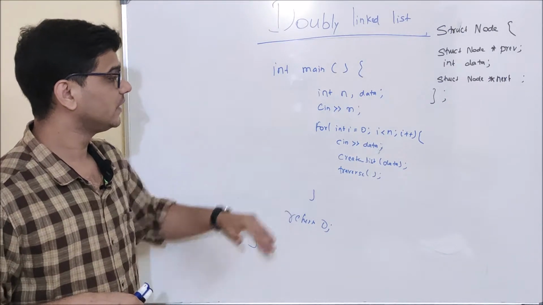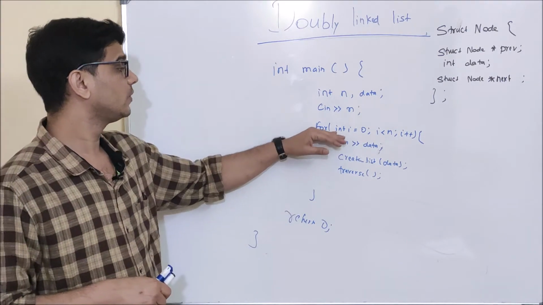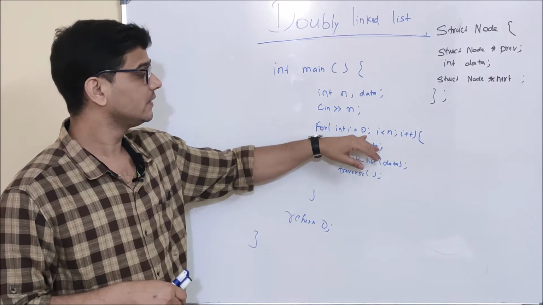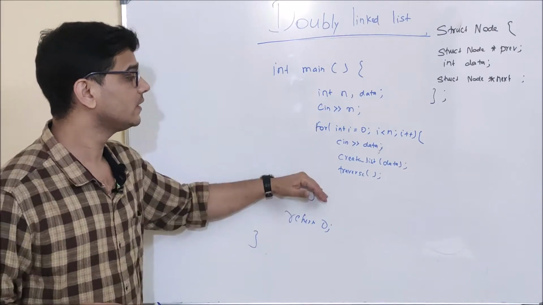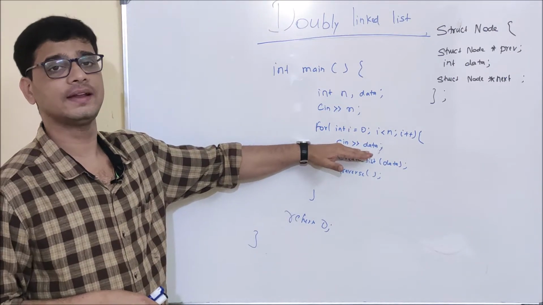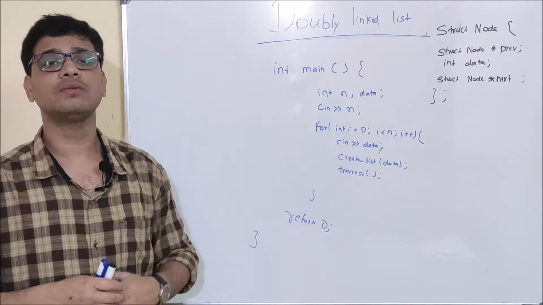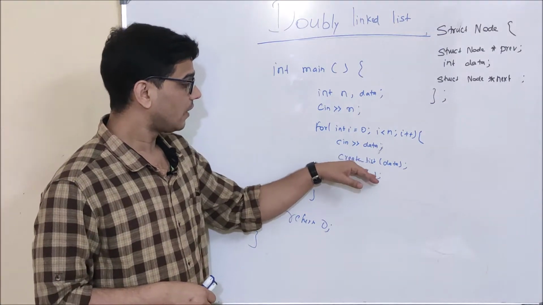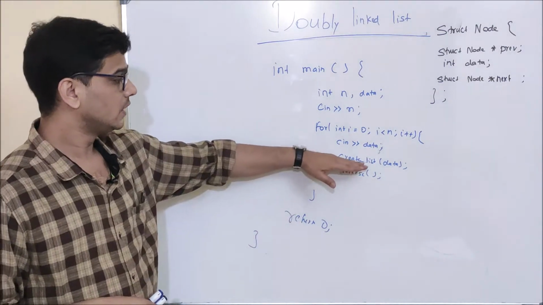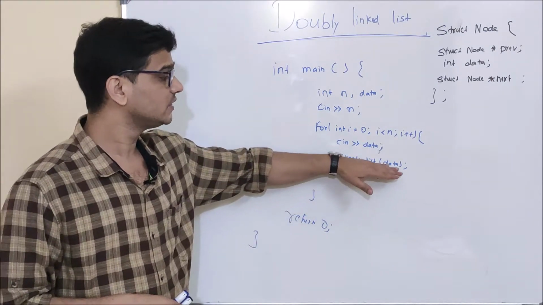And what am I doing after that? After that, I am running a for loop. It is running from 0 to n, that is, it will run n times. In every iteration, first of all, it is taking data from the user, that is, the data the user wants to insert in our linked list. After that, we are calling a create list function, and we are passing this data as a parameter.